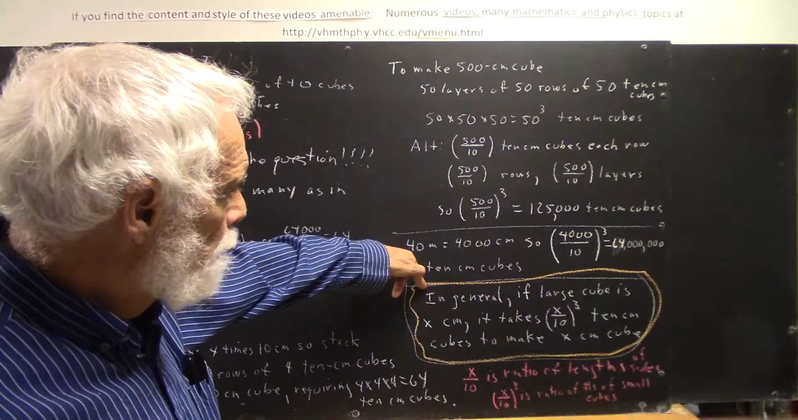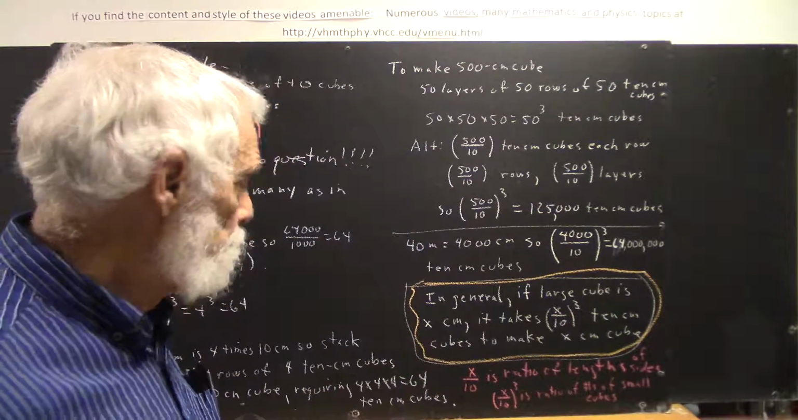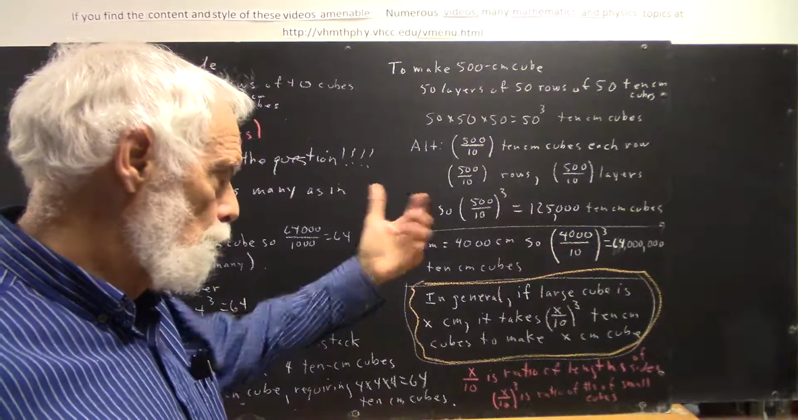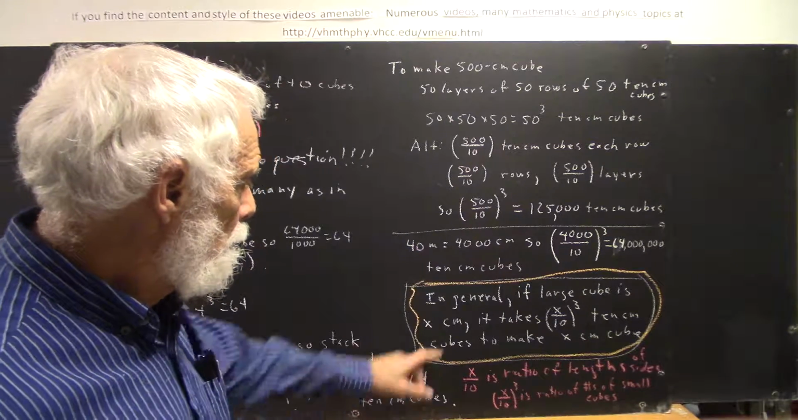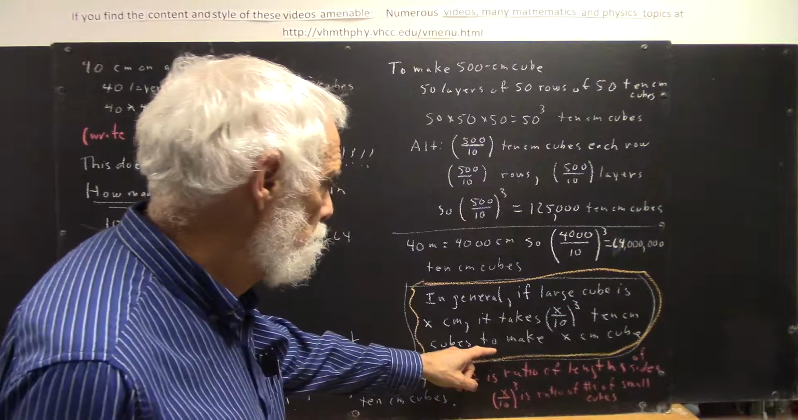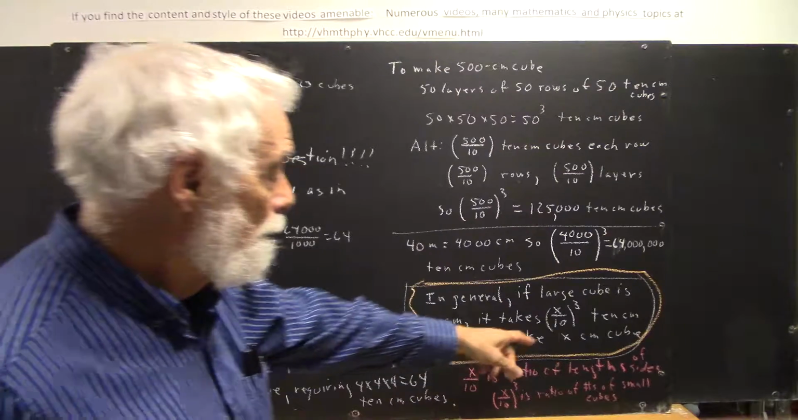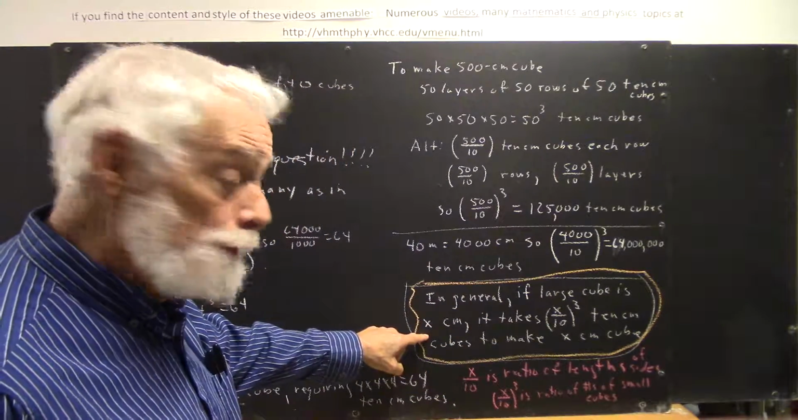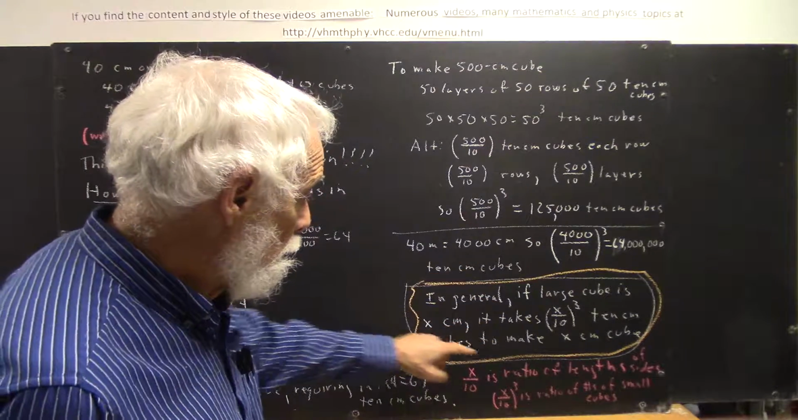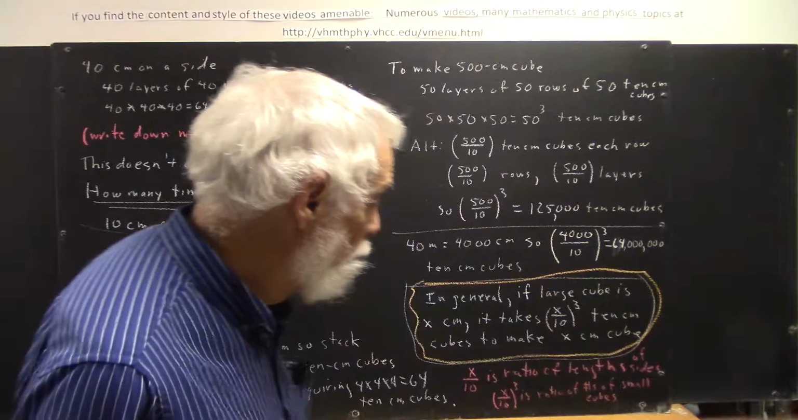Okay, in general then, if the large cube is x centimeters, I didn't write it down, where x is a multiple of 10, so that we can divide x by 10 and get a whole number. Then I say it's going to take (x over 10) cubed 10 centimeter cubes to make an x centimeter cube. Okay, and if x is 4,000, as it is here, isn't this exactly what we've done? We let x be 4,000, divide 4,000 by 10, and cube it. That's where we get our 64 million.